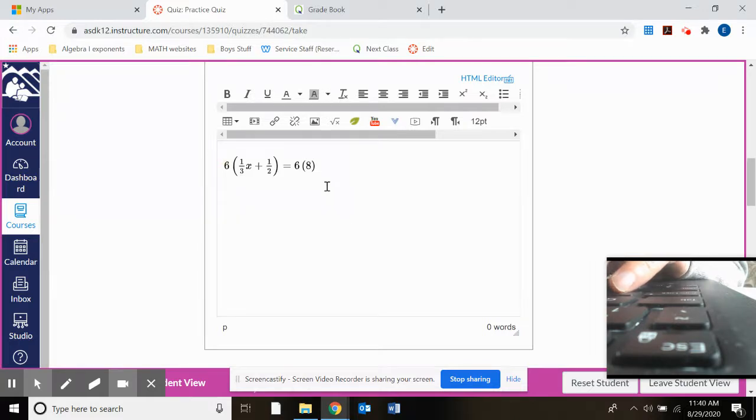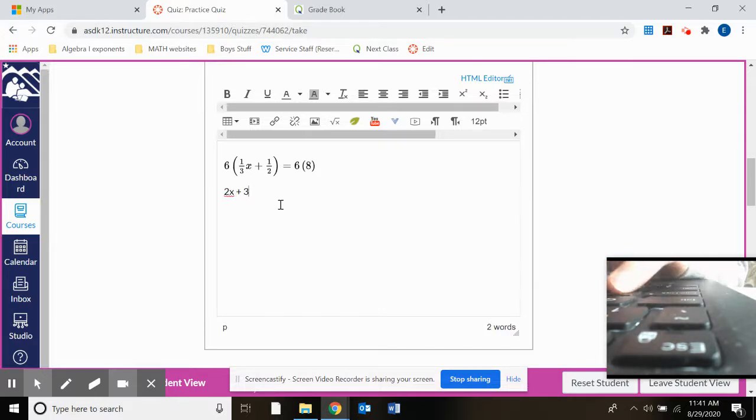So now I need to go to my scrap paper and figure out what would happen. I know 6 times 1/3 would be a 2x. 6 times 1/2 would be 3. And I know that 6 times 8 is going to be 48. So because I don't need any fractions in this step, I can go ahead and just type it in the text box.